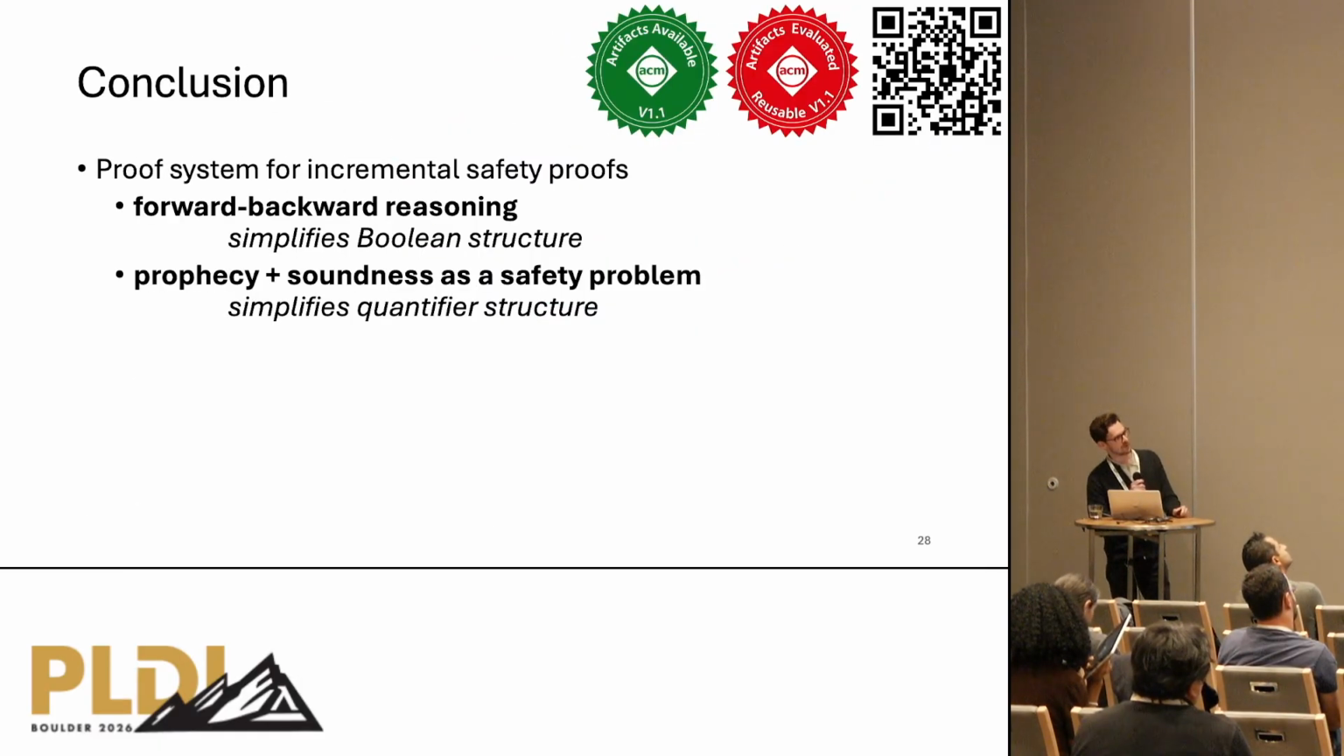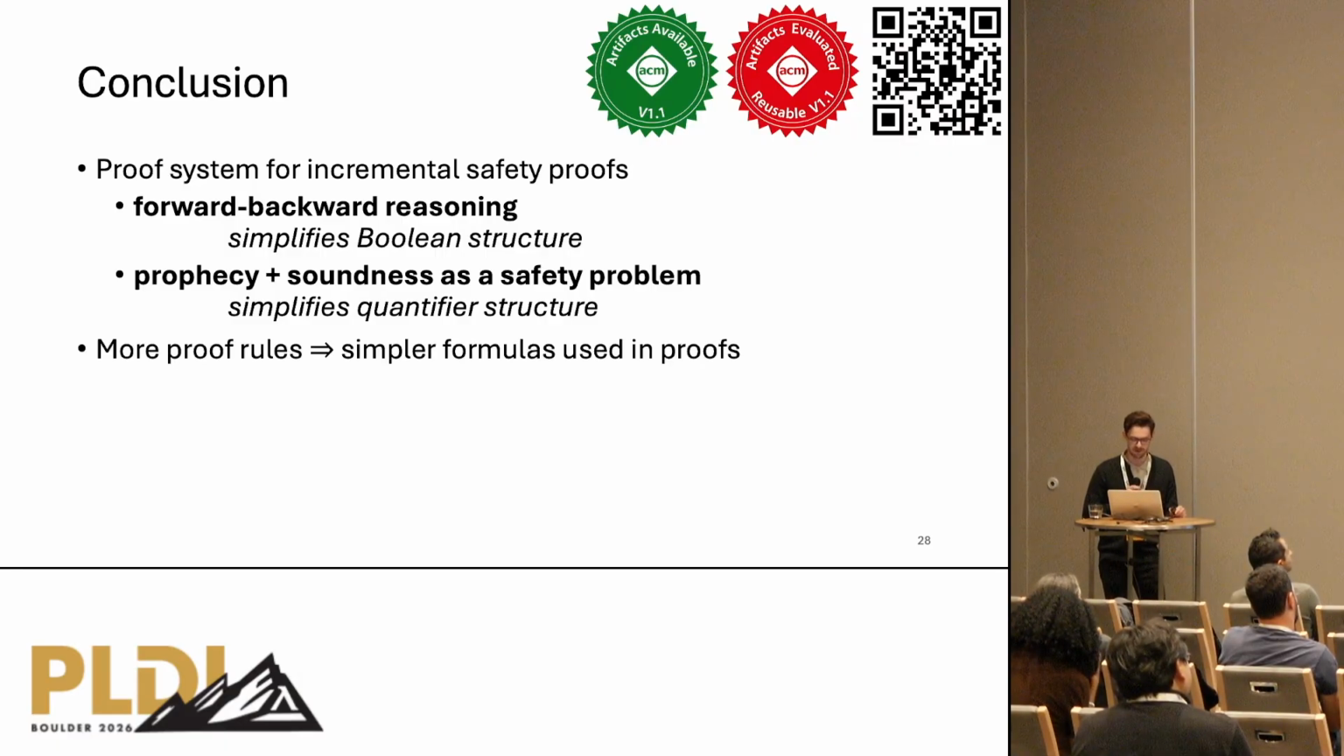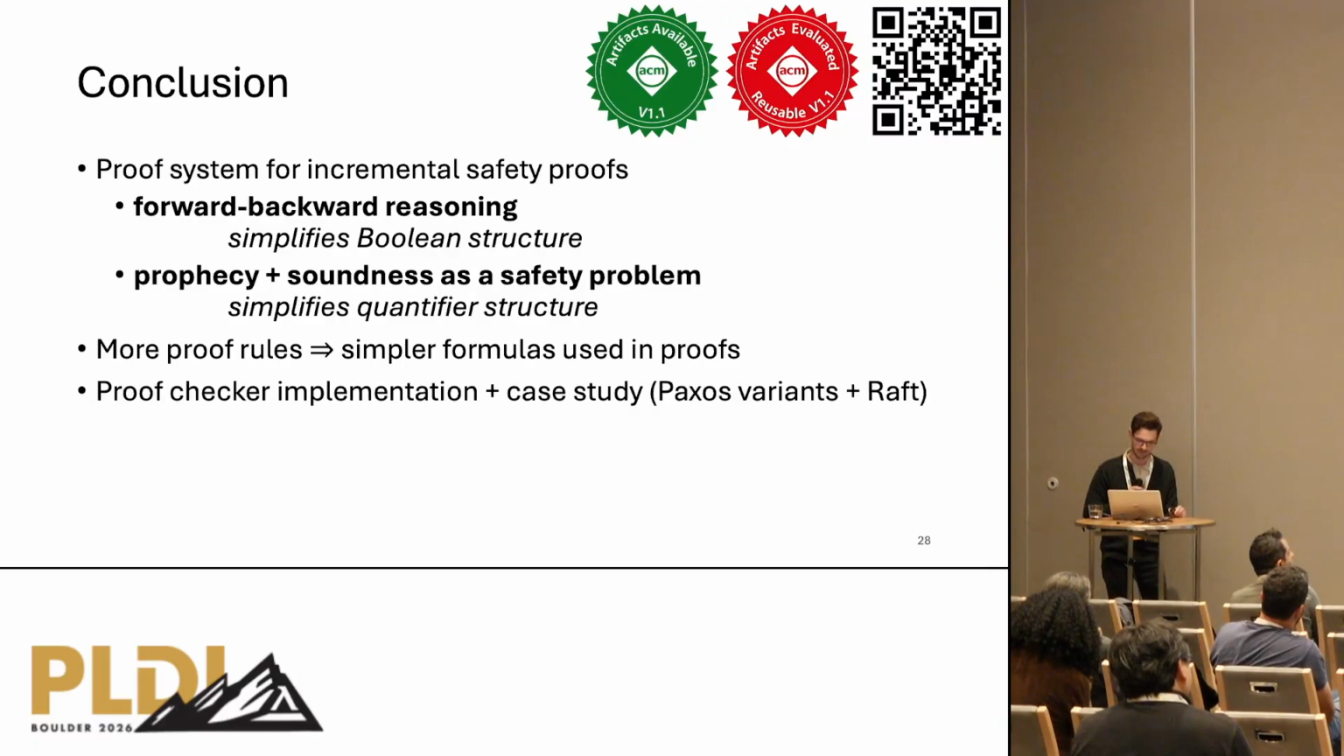So to conclude, I presented the proof system for incremental safety proofs, which incorporates both forward-backward reasoning. This allowed us to simplify the Boolean structure in formulas. And we saw prophecy and the soundness formalization, the characterization of when it is sound to add prophecy, which allowed us to simplify the quantifier structure in formulas. And we saw that using more proof rules means that the formulas that you have to use in proofs become simpler. We have implemented this in a proof checker and conducted a case study.